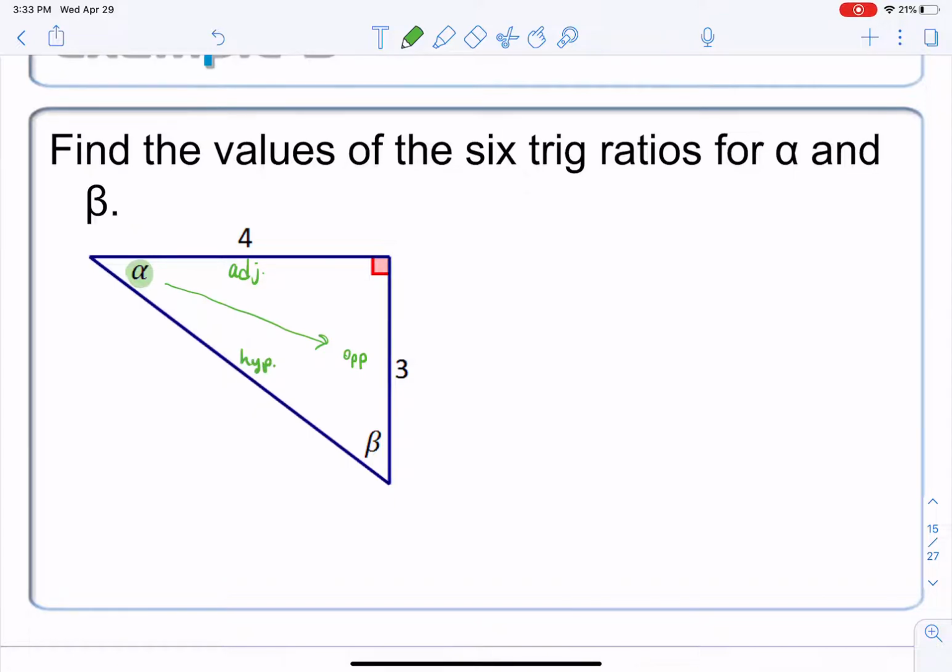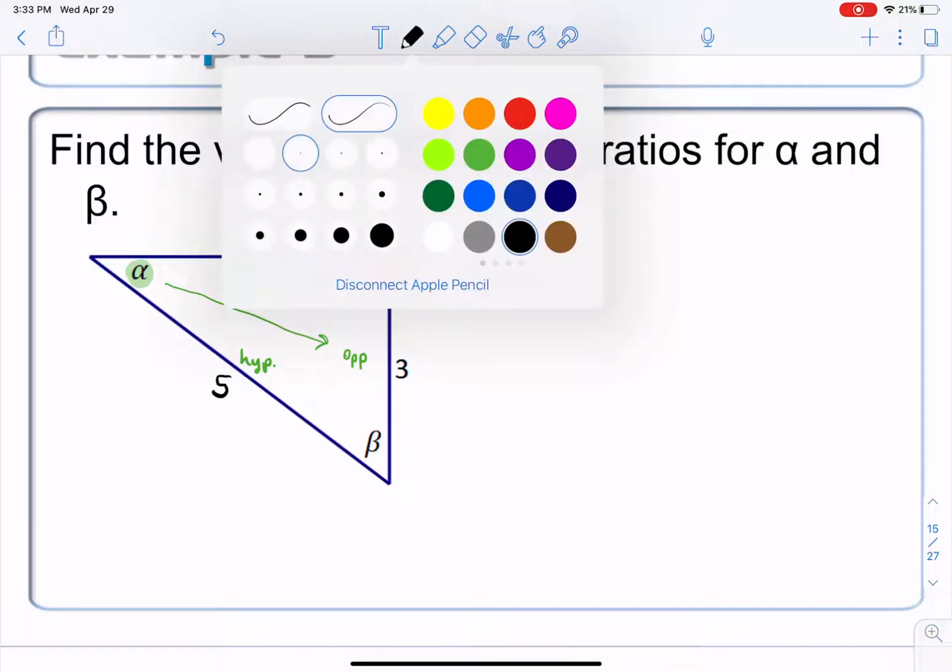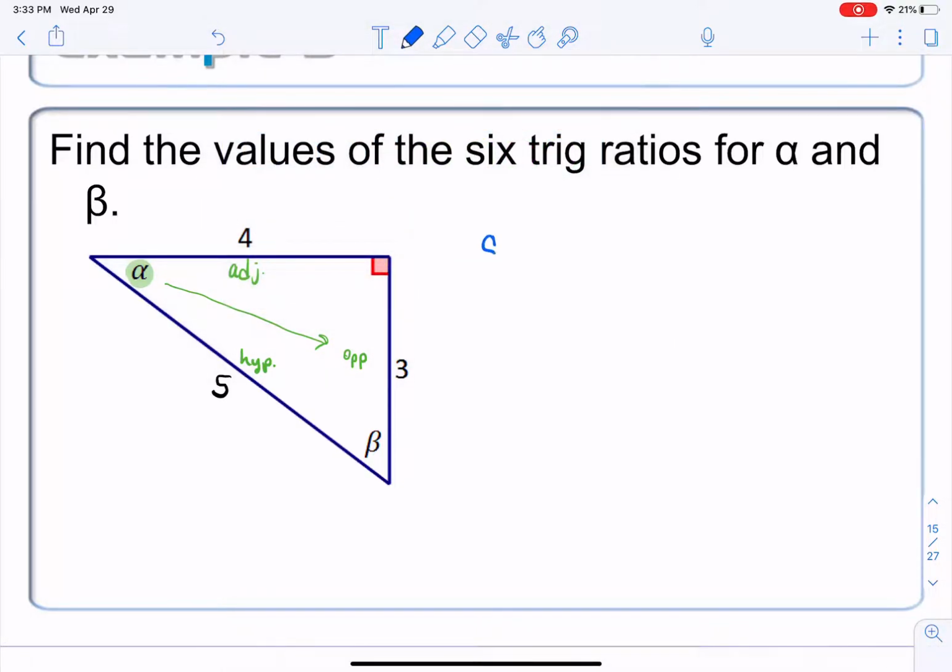And we're missing a number for that one. I wonder what it could possibly be. How about a 5? A 3, 4, 5 right triangle. Okay, so what I'm going to do is find the sine and the cosine and the tangent of angle alpha.